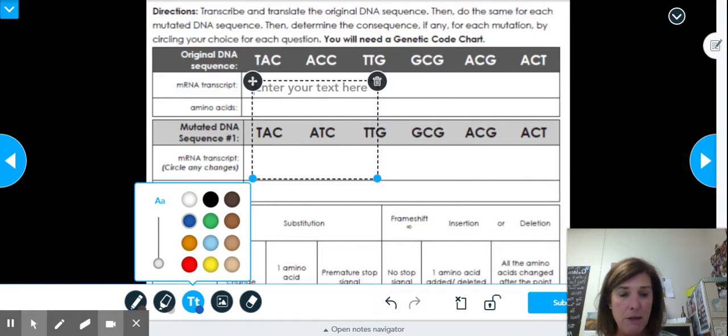And then the other two types of mutations are when the whole entire frame is shifted because there's been a base added or inserted, or there's been a base deleted. And so sometimes those are called frame shift deletion or frame shift insertion.